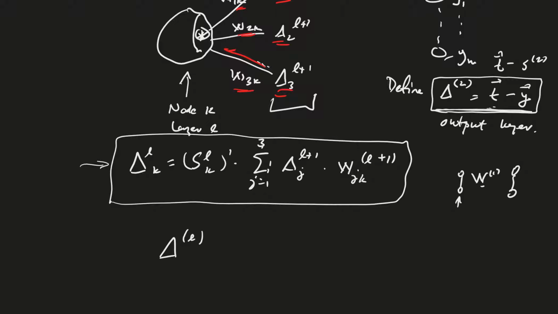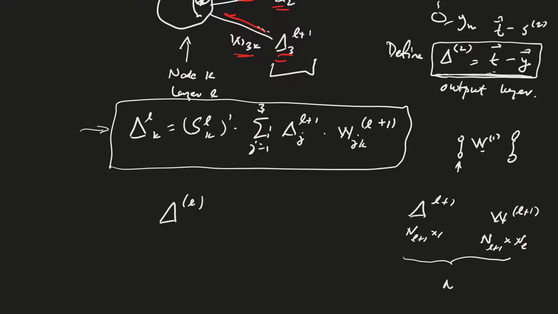What is the size of delta L plus 1? That's the number of nodes in layer L plus 1 by 1, right? And then the W L plus 1 is going to be the number of nodes, so this is a mapping from L to L plus 1. So that means L plus 1 by number of nodes in layer L, right? And somehow I want to combine these to get a vector in N_L times 1, right? How am I going to do that?